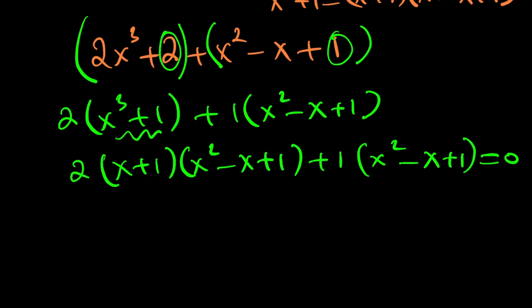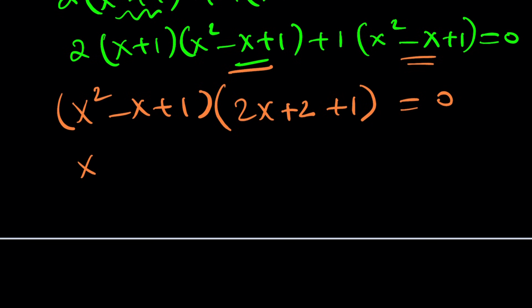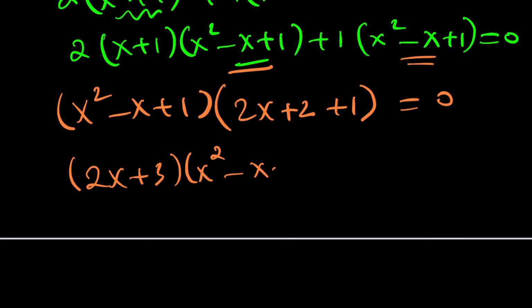Beautiful. Now, Houston, we have a common factor, and this is it. So let's factor out x squared minus x plus 1, and then we get 2x plus 2 plus 1 equals 0. So we were able to factor this into a linear factor, which is 2x plus 3, and a quadratic factor, which is not factorable, and its solutions are complex. That's why it's important to know or learn more about complex numbers. That's why I made a channel for you guys.